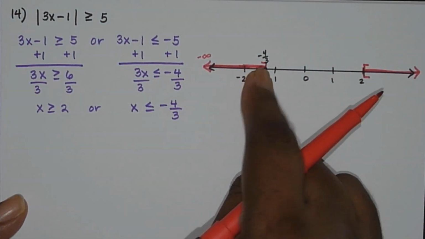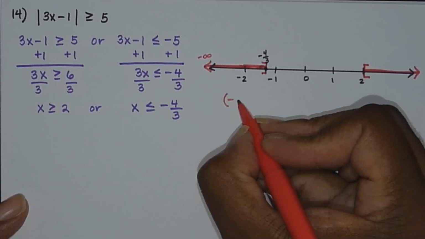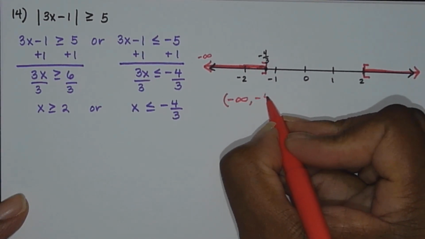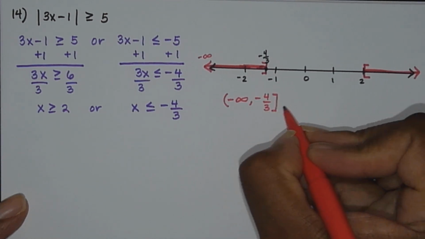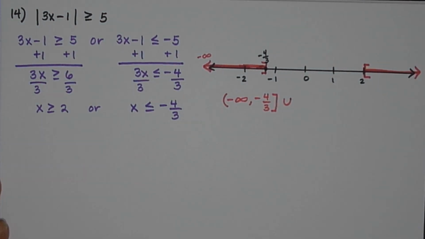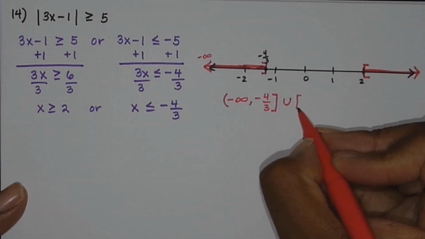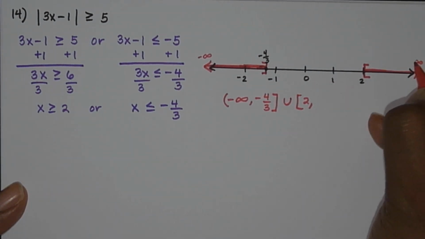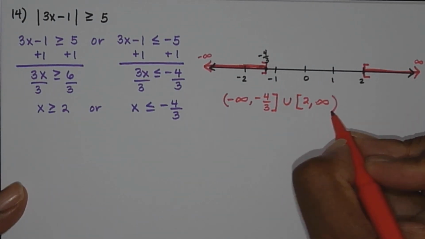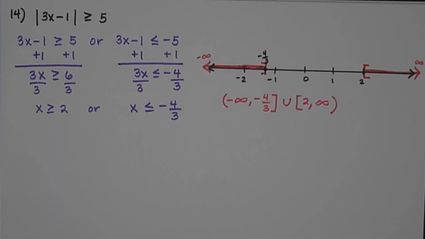This is from negative infinity up to negative 4/3. And negative 4/3 is included, so we use a right bracket there. We use this symbol for the union of the two. The 2 has a left bracket, and this goes indefinitely to the right, so that means we use infinity. And that is what your interval notation looks like, from negative infinity to negative 4/3, or from 2 to infinity. Questions on problem number 14.